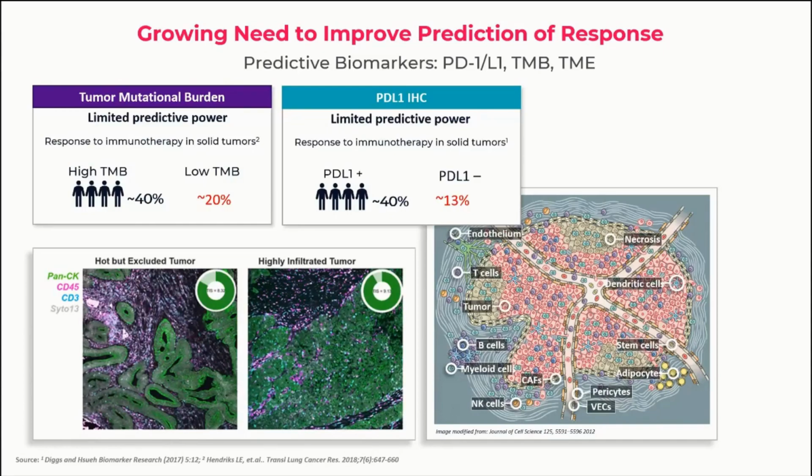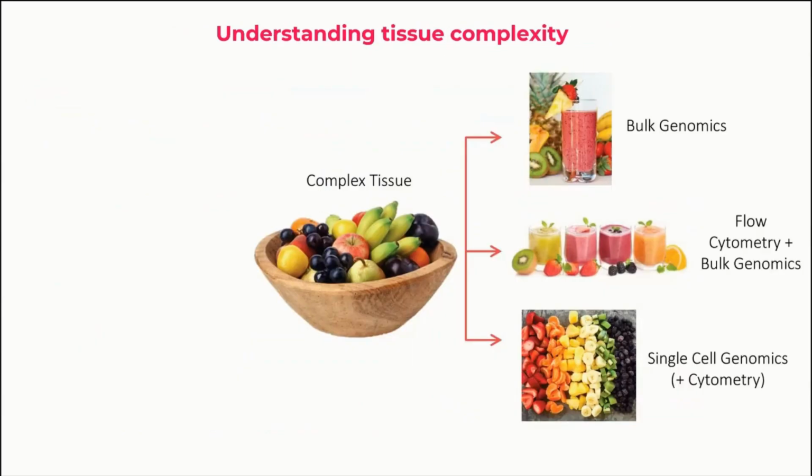And we know that a highly infiltrated tumor, where the immune cells are activated, tends to do better with immune checkpoint inhibitor therapies, whereas if we were to just grind these two tumors up, we'd get very similar scores and potentially not be able to differentiate the two tumors. And so there's a growing need to understand tissue complexity.